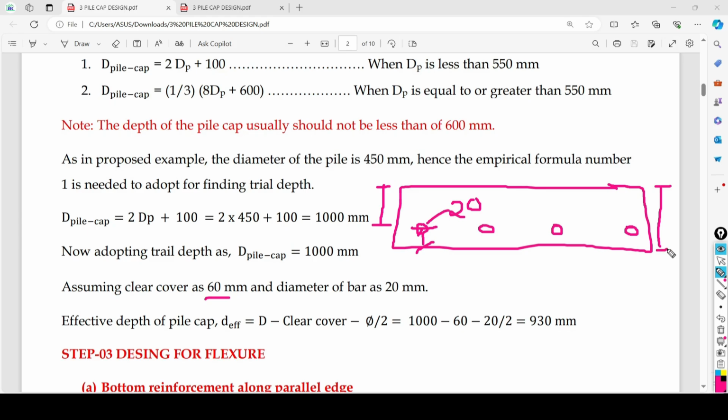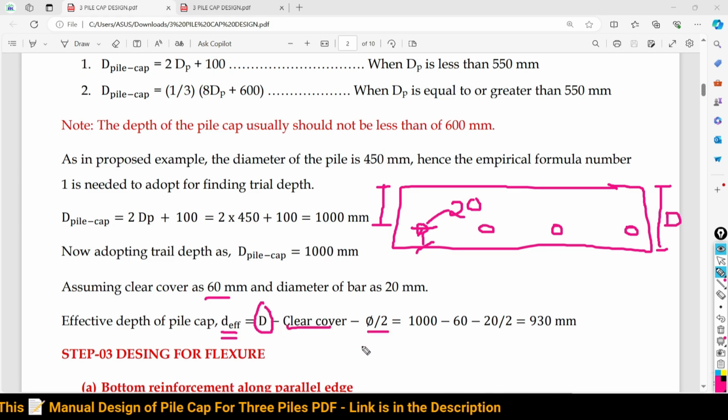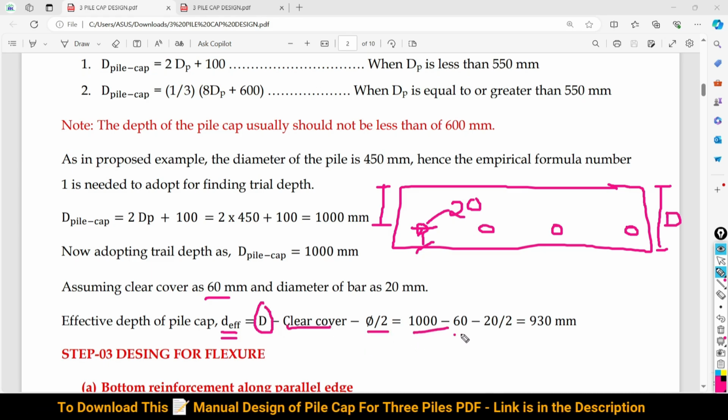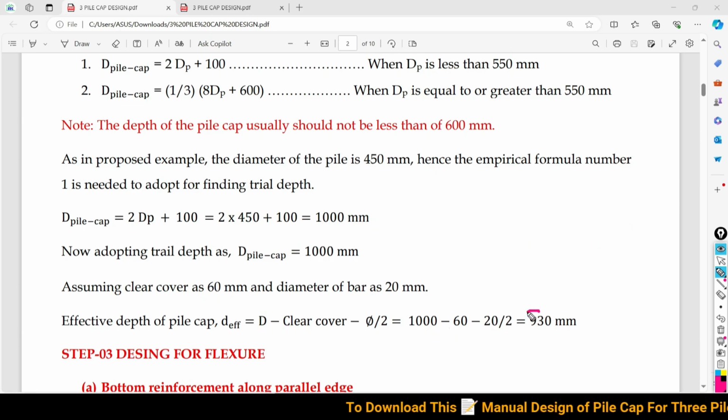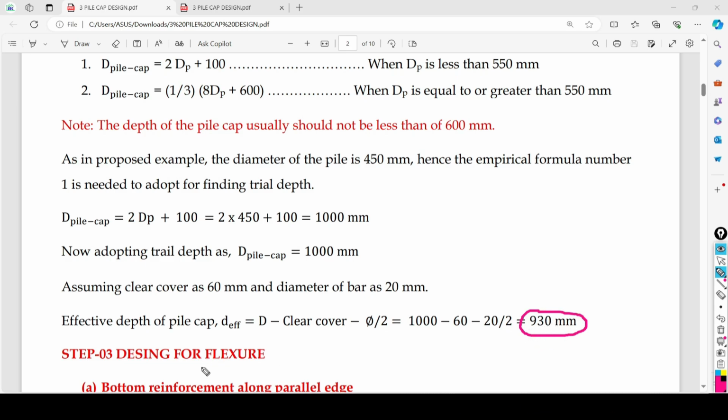The overall depth we have calculated as 1000. So the effective depth of the pile cap will equal the total depth of the pile cap minus clear cover minus half of the diameter of the bar. So 1000 minus clear cover minus half of the diameter of the bar. If you do this calculation, we get the effective depth of the pile cap as 930 mm. So just keep in mind that we have calculated the effective depth as 930 mm. In further calculation we are going to use this value.